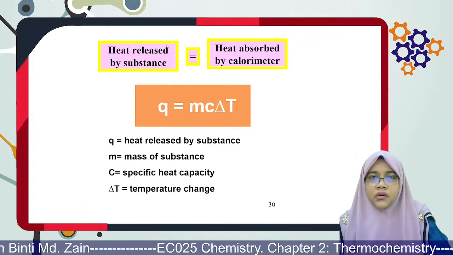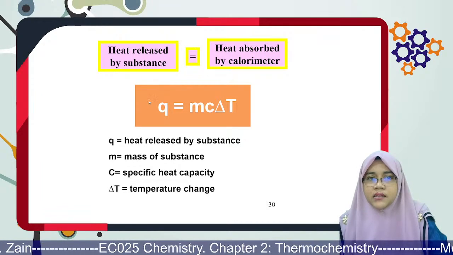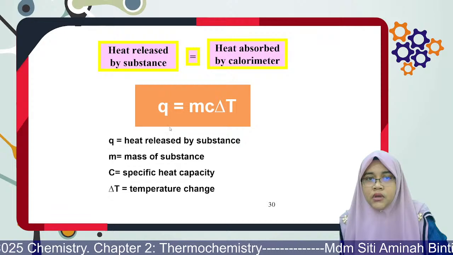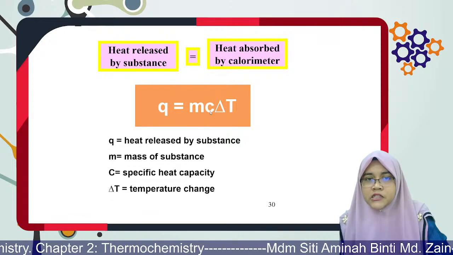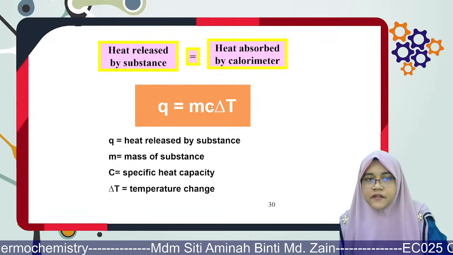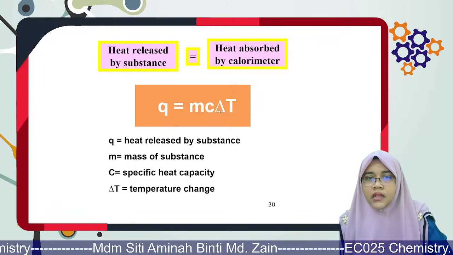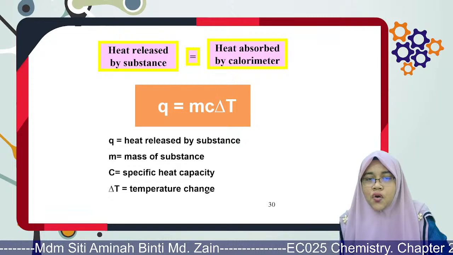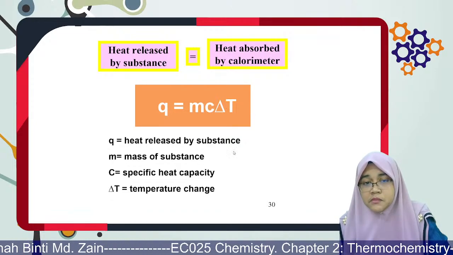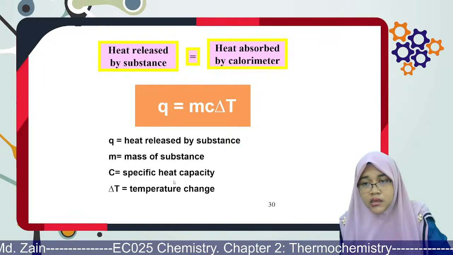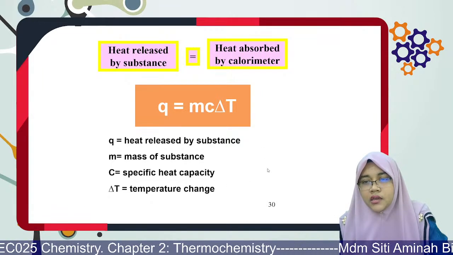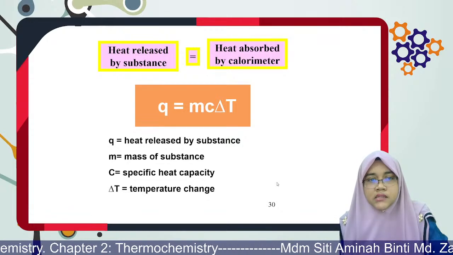Okay. So the symbol for heat is Q. Q equals m times c times delta T. m is mass, c is specific heat capacity, and delta T is the change of temperature. It can be in Kelvin or Celsius because it is only delta T. It doesn't matter whether it is in Kelvin or Celsius.